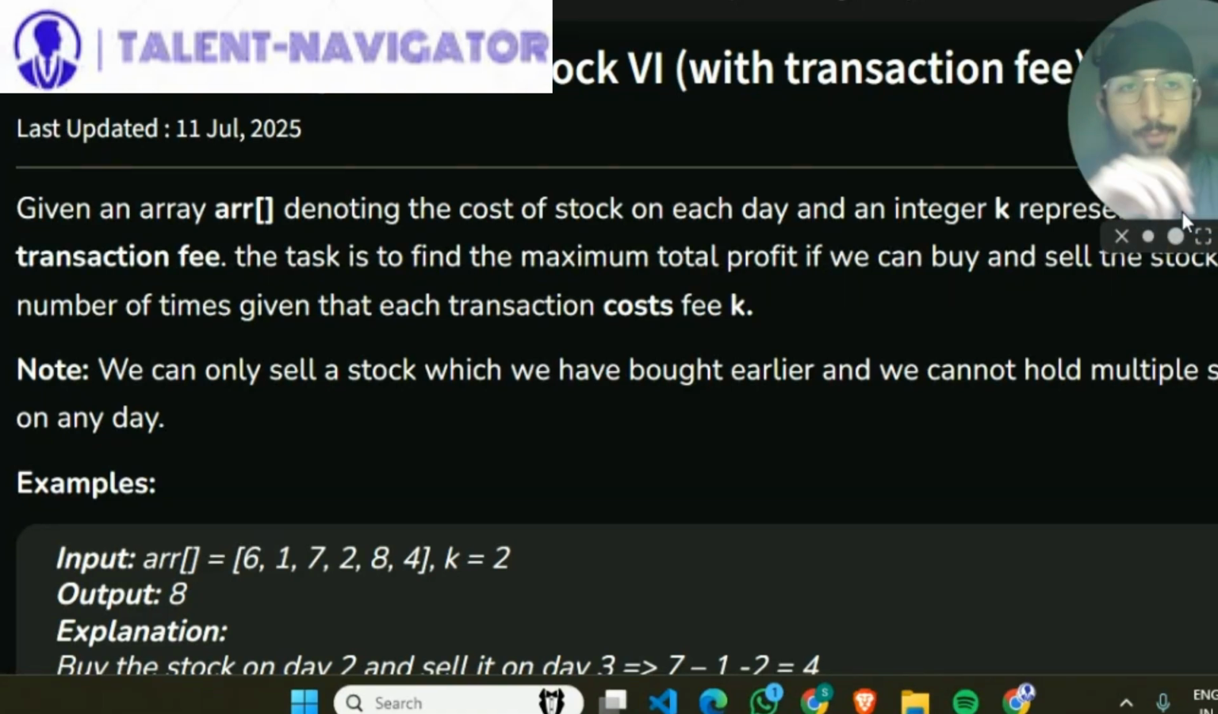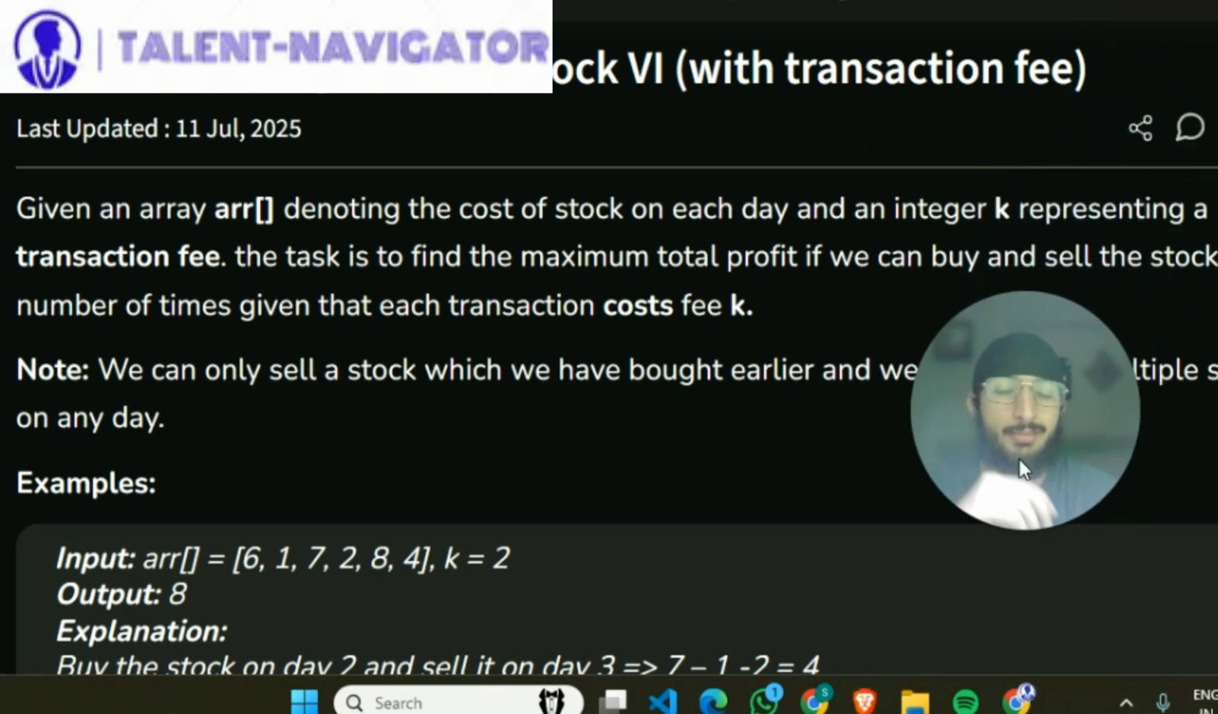We are going over this problem, Best Time to Buy and Sell Stock IV, that is with transaction fee. So let me explain the problem statement first.